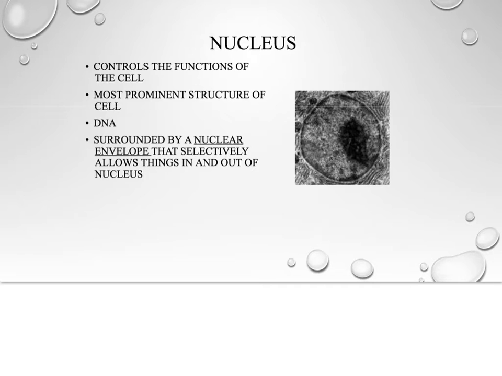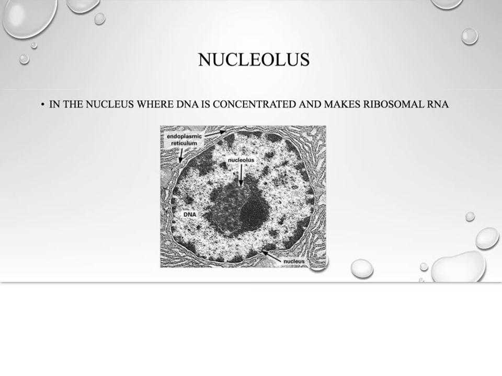So it allows things to go in and out, but it's very picky what it allows to go in and out. In the center of the nucleus, we saw is a nucleolus. This is where the majority of DNA is concentrated, and this is where RNA is made. So that's important because RNA plays an important role in making proteins.